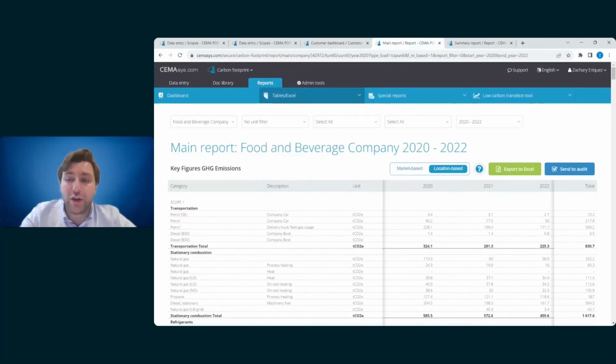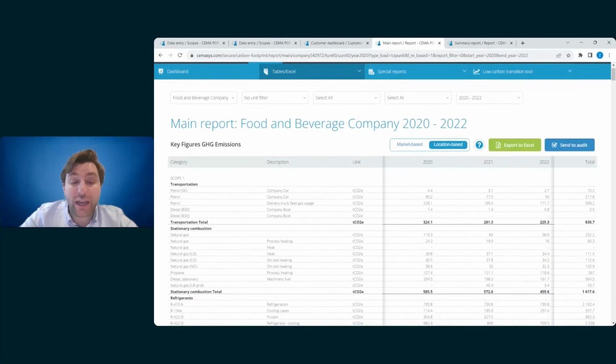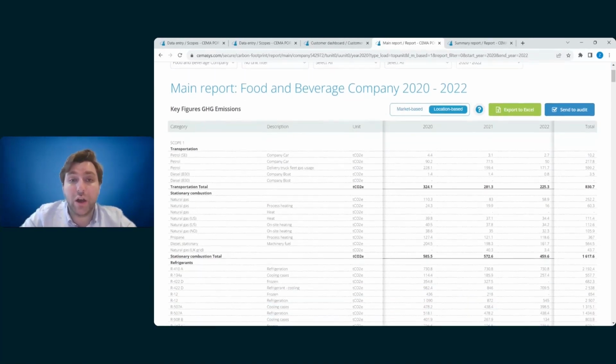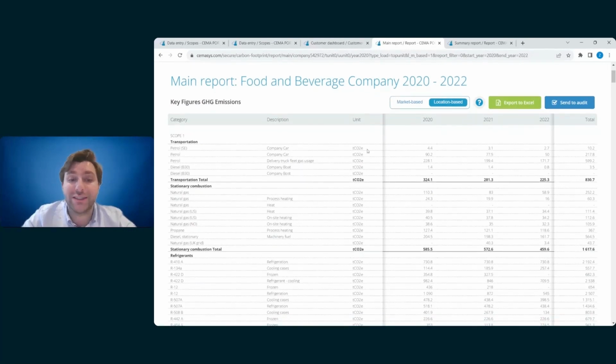So the main report is great because it has so much useful information at a quick glance. We have all of your scope 1, 2, and 3 data categorized and laid out in an easy-to-view manner. Everything is also automatically converted to tons of CO2 equivalent, which is the standard, and that is very good to have in any carbon accounting software that you choose.